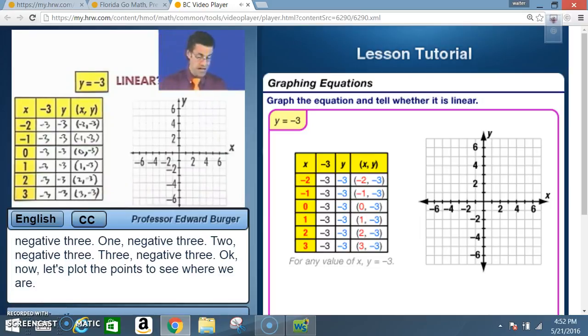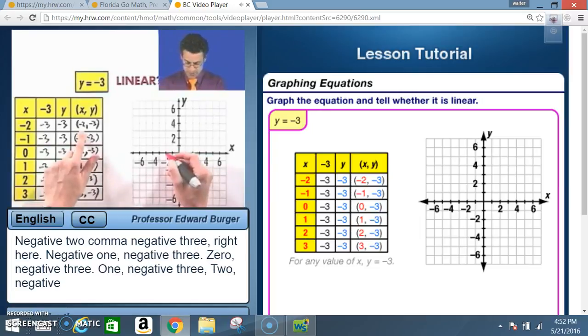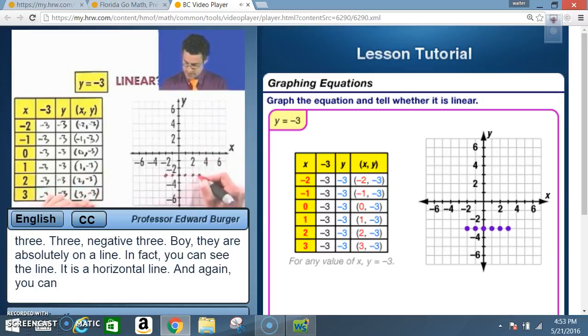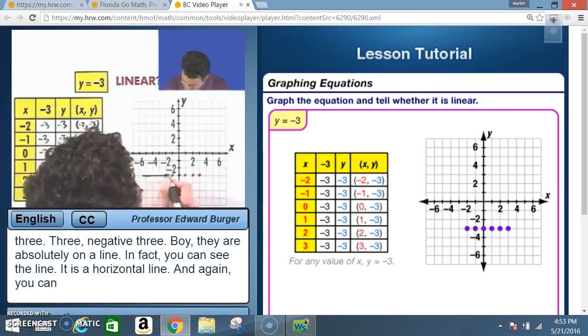Okay, now let's plot points and see where we are. Negative 2, comma, negative 3, right here. Negative 1, negative 3. 0, negative 3. 1, negative 3. 2, negative 3. 3, negative 3. Boy, they are absolutely on a line. In fact, you can see the line. It's a horizontal line.